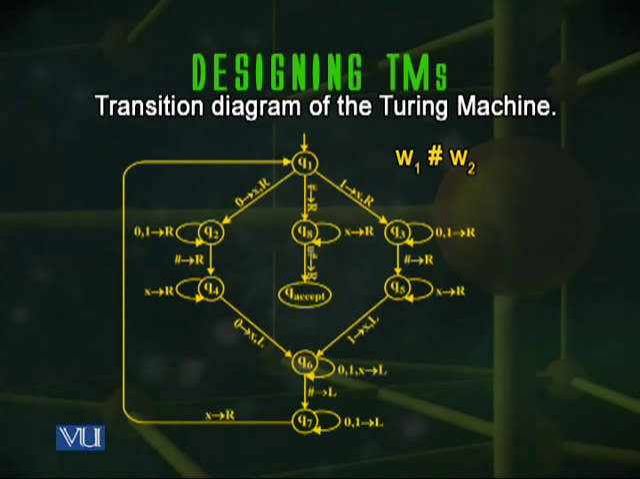So the input is W1 hash sign W2, and it's going over W2. It skips all the cross symbols, and when it sees a 0, it crosses it off. Q12 is once again a rewind state. This is when the tape head moves all the way to the first cell of the tape.